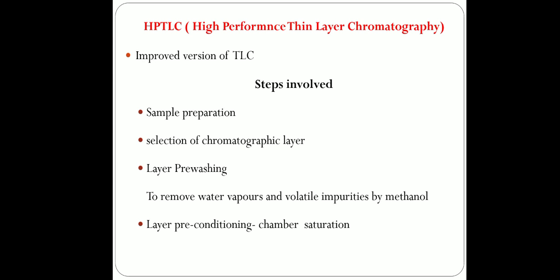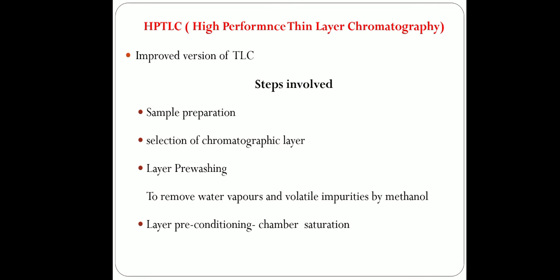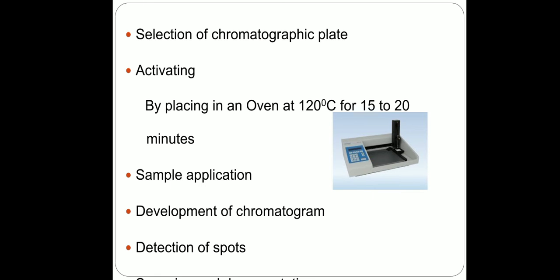Then steps involved in HPTLC are sample preparation, then selection of chromatographic layer, then layer pre-washing, that is to remove water vapors and volatile impurities by methanol, layer pre-conditioning, that is known as chamber saturation. These are the main steps involved in this technique. Sample preparation, selection of chromatographic layer, layer pre-washing and layer pre-conditioning or chamber saturation.